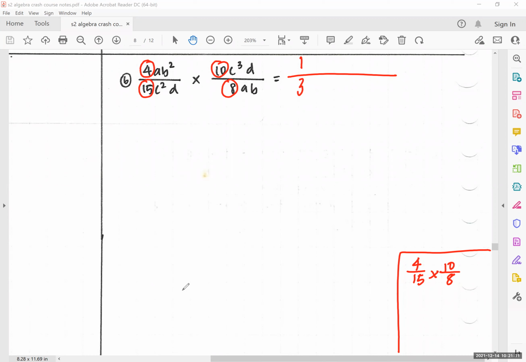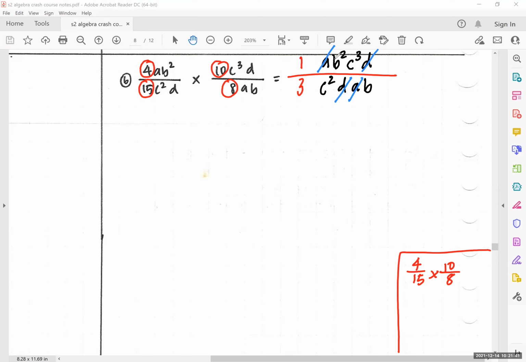Next, copy paste the rest. Can you see A B squared? So just copy A B squared C cubed D, and then C squared D A B. Just copy paste. Now I'm going to start cancelling. Can you see we cancel the A with the A? We focus on the same alphabet: alphabet, alphabet, we cancel.